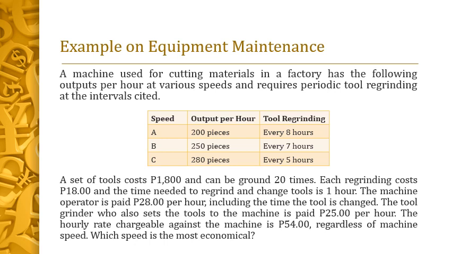A set of tools costs 1,800 pesos and can be ground 20 times. Each regrinding costs 18 pesos and the time needed to regrind and change tools is 1 hour. The machine operator is paid 28 pesos per hour, including the time the tool is changed. The tool grinder, who also sets the tools to the machine, is paid 25 pesos per hour. The hourly rate chargeable against the machine is 54 pesos, regardless of machine speed. Which speed is the most economical?